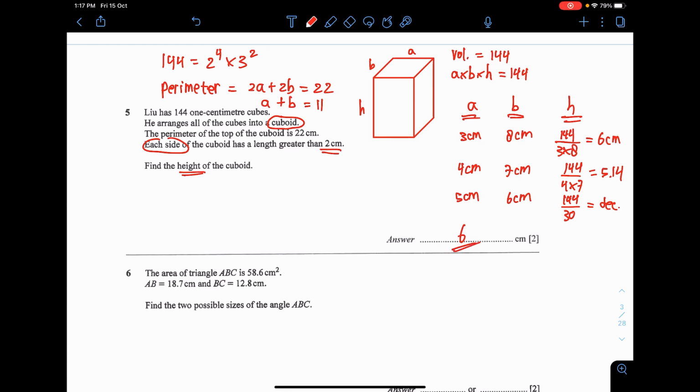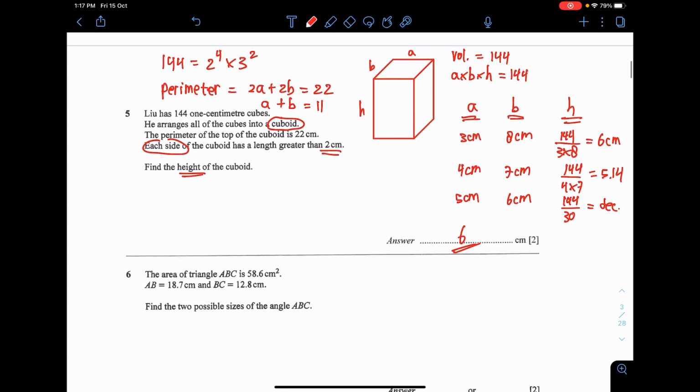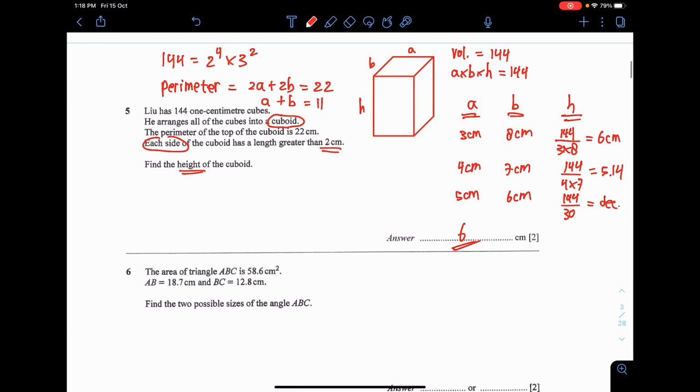So this question here is a combination of volume, a little bit of prime numbers, and also guess and check. A lot of ways you can approach this question. This is not the only way. This is just my preferred method to explain this question.